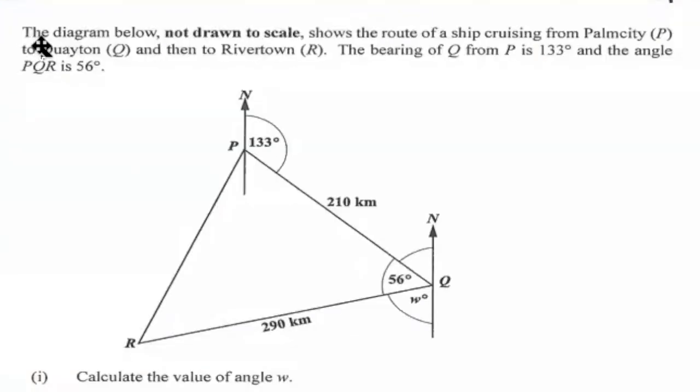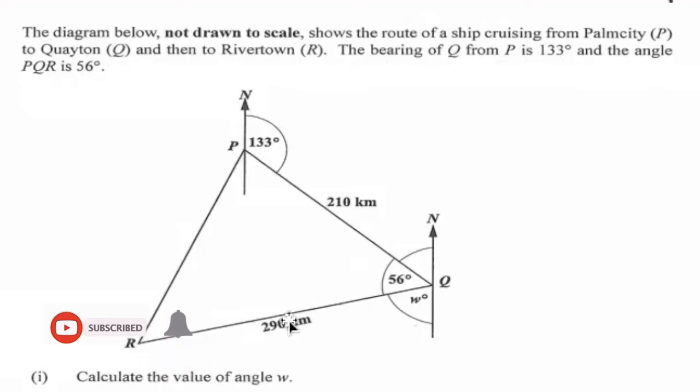Part B states, the diagram below, not drawn to scale, shows the route of a ship cruising from Palm City P to Quaton Q, and then to Rivertown R. The bearing of Q from P is 133 degrees, and the angle PQR is 56 degrees.